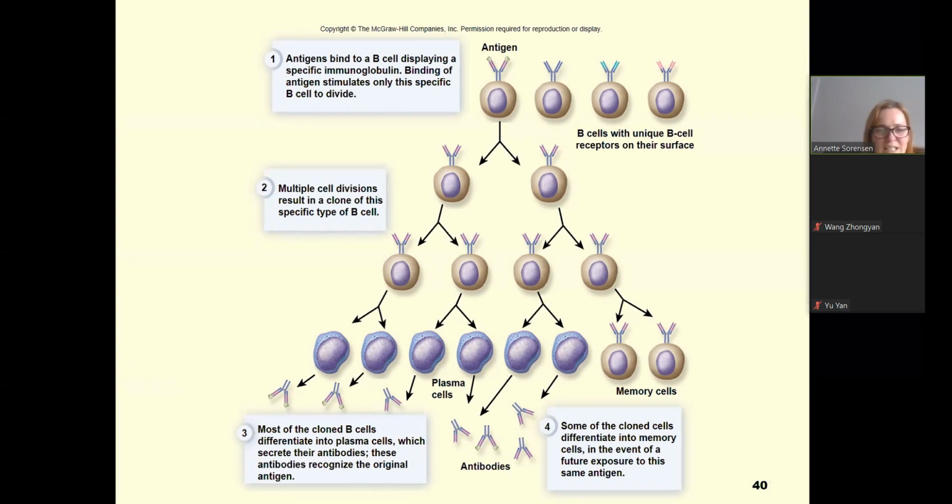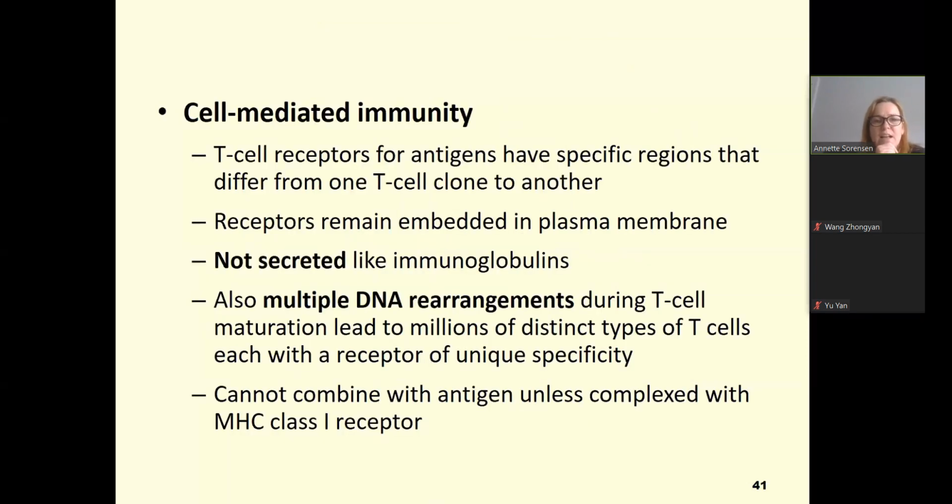Now these antibodies recognize the original antigen, so the antigen that the B cell bound to. Some of the B cells, sorry, will differentiate into memory cells. And it is these memory cells, in the event that you're ever exposed to this pathogen again, that will very quickly proliferate and very quickly eliminate that particular pathogen which is expressing this very specific antigen.